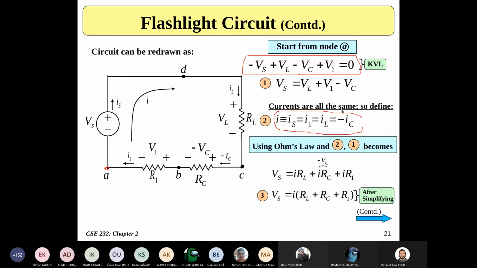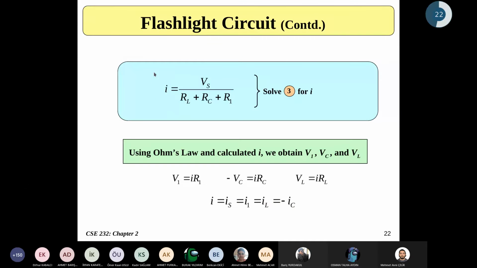We haven't yet introduced meshes. The currents should all be the same. Using 1 and 2 together, we can say that V of S is equal to I of L multiplied by R of L, plus I times R of C, plus I, that I is this value in here, times R of 1. Combining them using some math, we'll be able to calculate V of S using the resistive values, or calculate I if V of S is given to us.